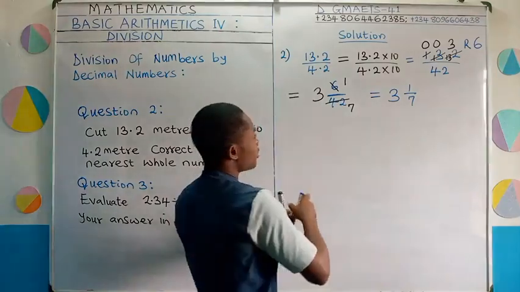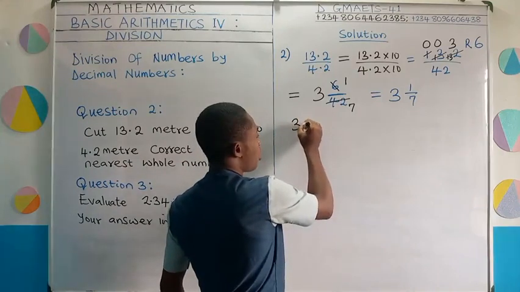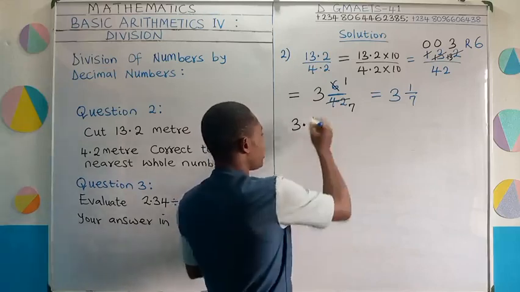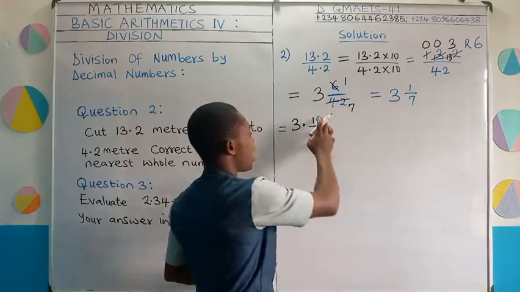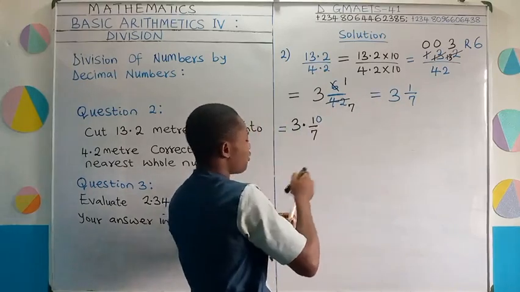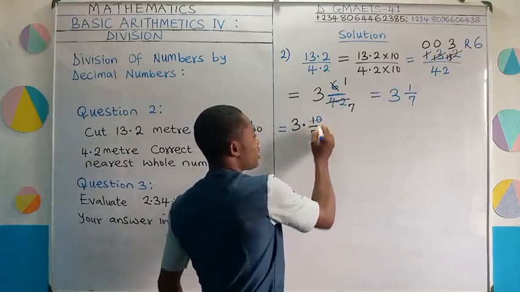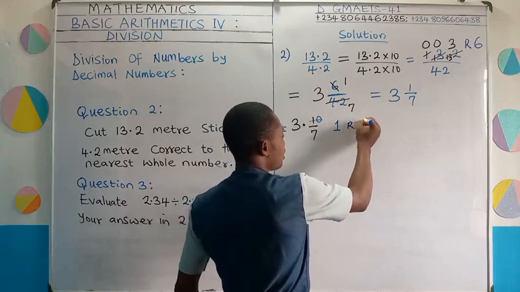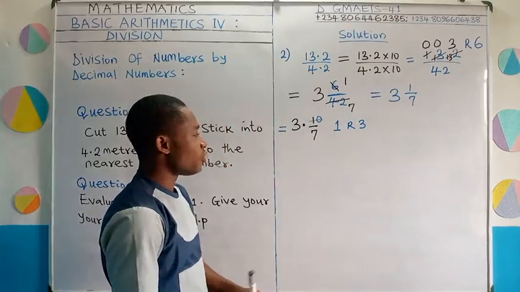I am going to rewrite this as 3.1 over 7, and then this 3.1 over 7, you attach 0 to it. Let me put equal to here. I'm still continuing this calculation. Attach 0 to it, and then let's find out. If you divide this, 10 divided by 7 will be 1 whole, remainder 3. Are you following right? 10 divided by 7 is 1 whole, remainder 3.